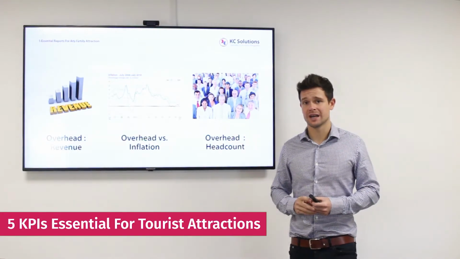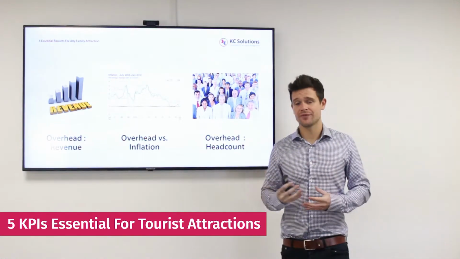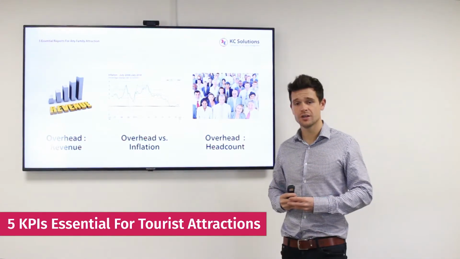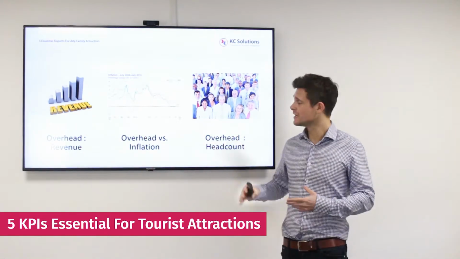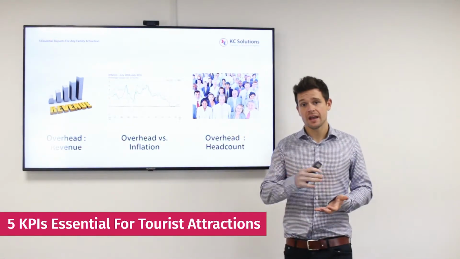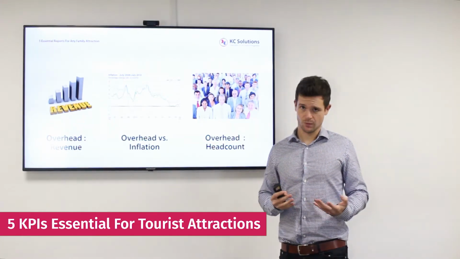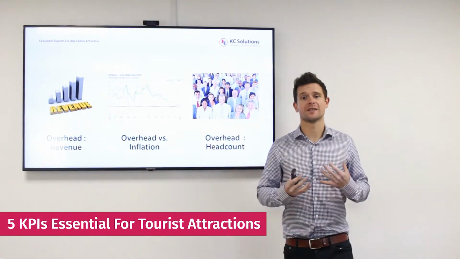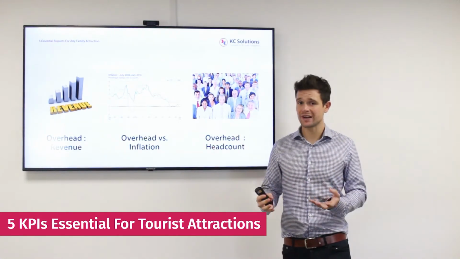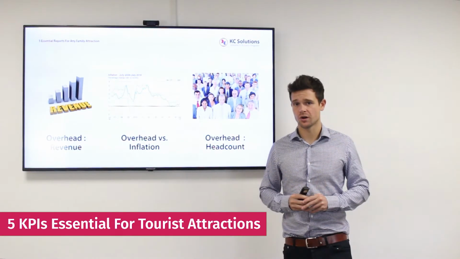go down over time. Overheads versus inflation. Really easy to get inflation figures off the internet for the UK, and you can compare overheads such as utilities and labour costs directly against inflation. If your utilities are rising faster than inflation, you need to understand the reason why. And overheads versus headcount. How much are your overheads per person in the business? This shouldn't really change. Even as you add people, that percentage and ratio should always stay the same.